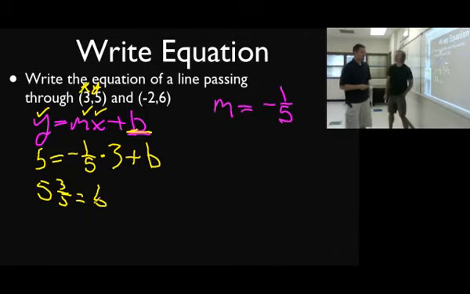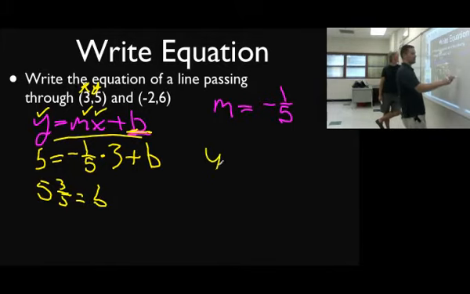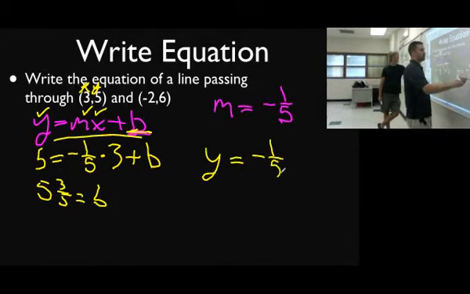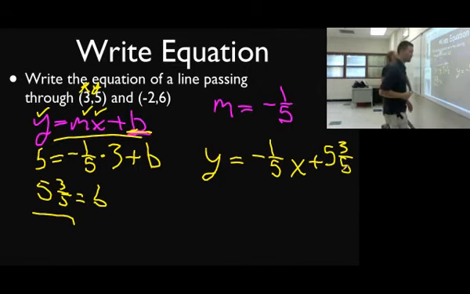Perfect. So then it's really easy after that to put it into this form, right? So y equals my slope, which is -1/5, x plus b, which we figured out was 5 3/5. Or 5.6.